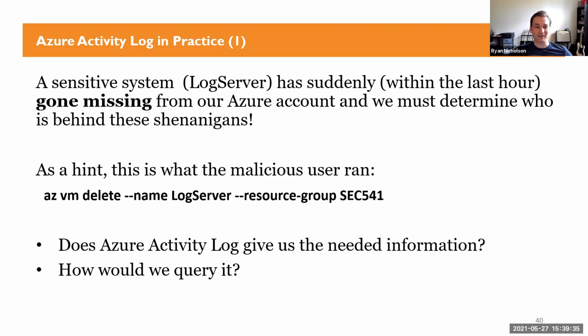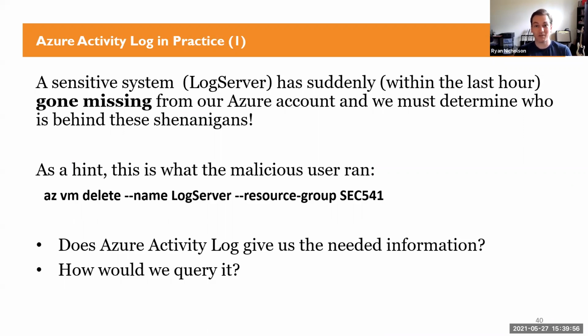All right, so in practice here, how would you use that activity log? I'm just going to lay this out again. It doesn't have to do with Capital One yet, but let's just say, for instance, we've got a very sensitive system. In this case, it's log server, right? Very, very cool name, right? It's our one and only log server, but we lost it, right? But we didn't lose it. It got deleted. Something happened to it. It's no longer in our account.